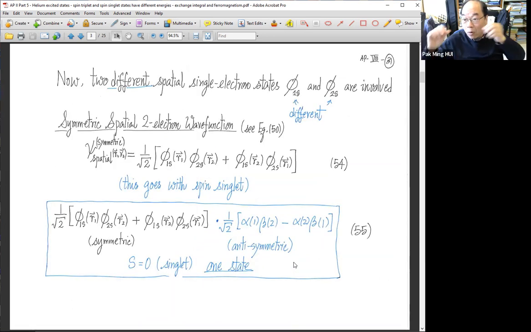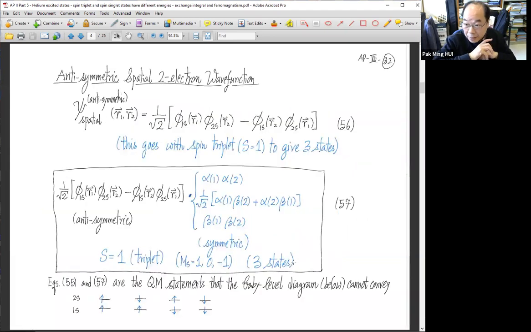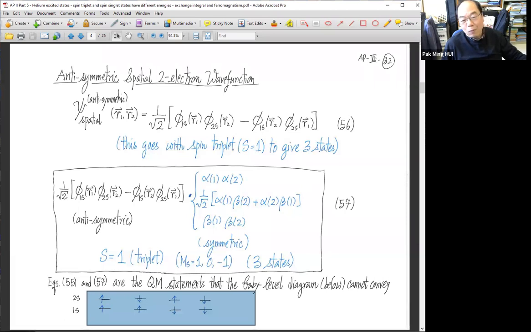So for this simple excited state, one electron in 1s, one electron in 2s, actually we can write down four legal two-electron wave functions. One is a singlet, where the spatial part is symmetric. The other is a triplet, three states, where the spatial part is anti-symmetric. In general chemistry books, you will see pictures like this. And this is what these four states really mean in quantum mechanics.